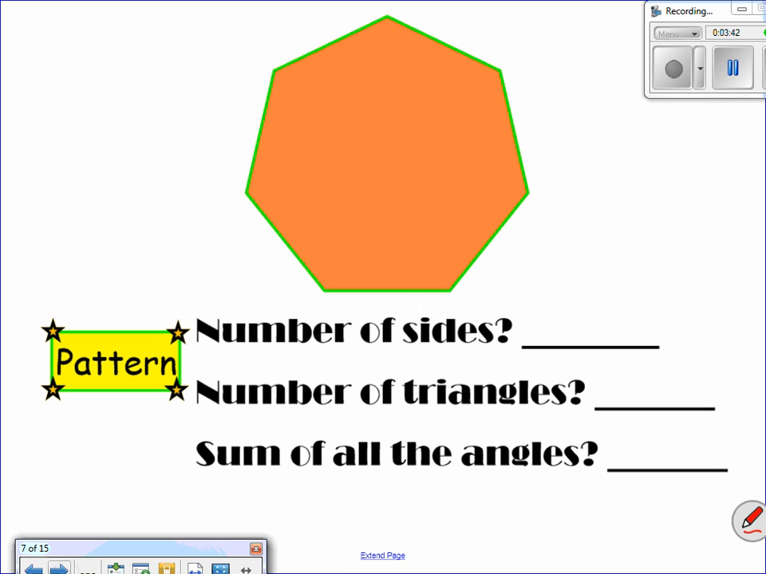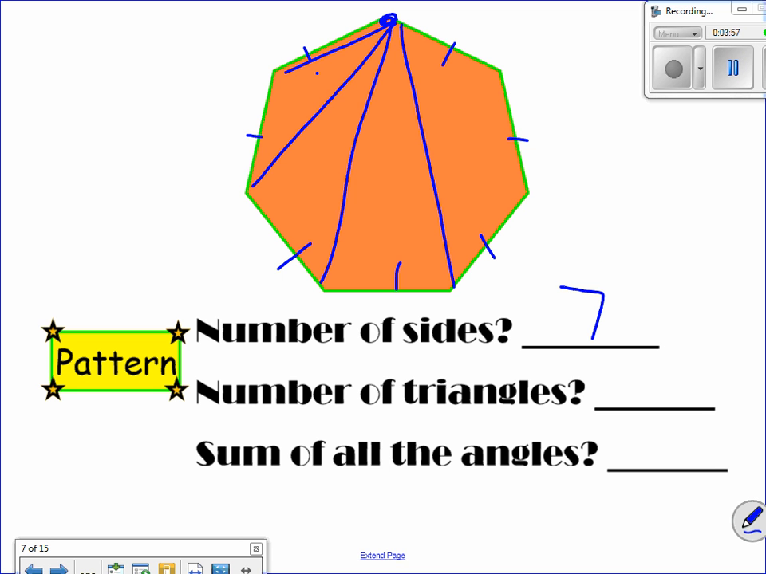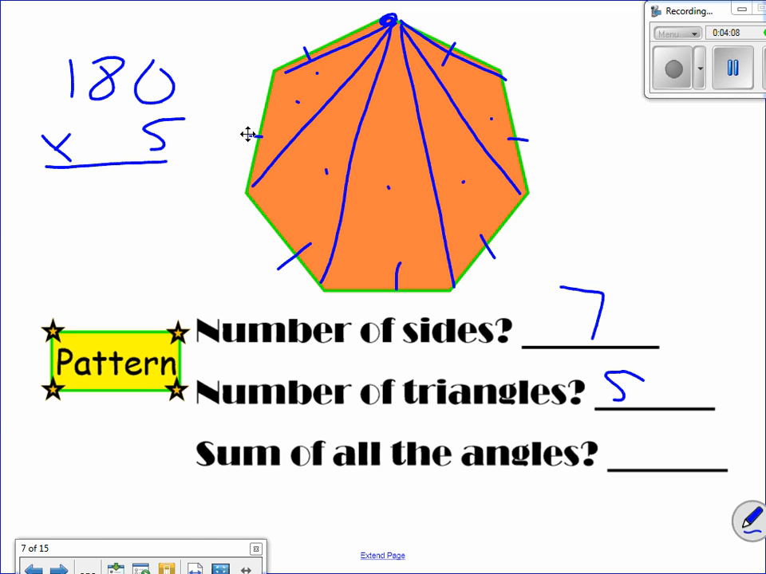Let's keep on going here. Got a heptagon. 1, 2, 3, 4, 5, 6, 7. 7 sides on a heptagon. I'm going to pick this vertex and draw a line to all the other vertices. 1, 2, 3, 4, 5. Sum of all the angles: 180 times 5 triangles. 5 times 1 is 5 plus 4 is 900.